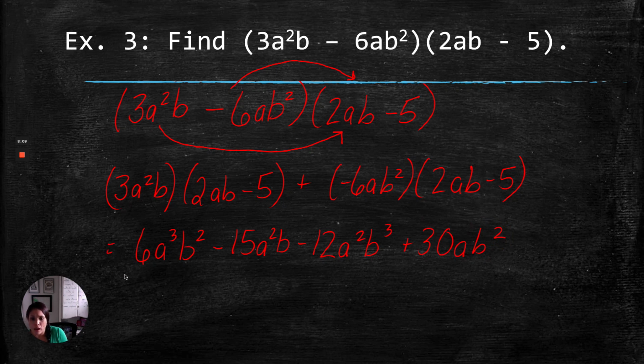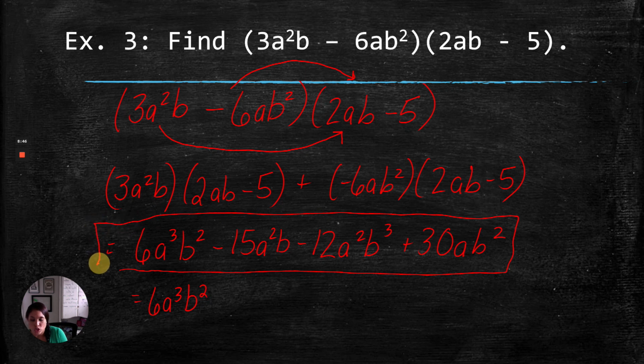Now I need to bring like terms together. So let's see, is there any other a cubed b squared term? There isn't. So I'm going to write this term. Is there any other a squared b? There isn't. Is there any other a squared b cubed? There isn't. And there isn't any of this last term. So you know what? This is my final answer, and I'm just going to box this. Okay, make sure you're careful to double check your answer.